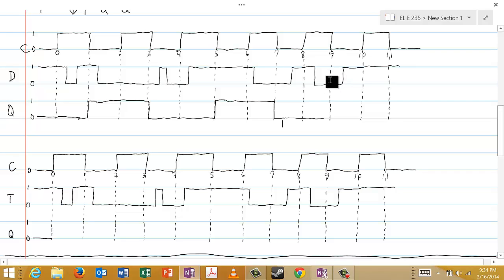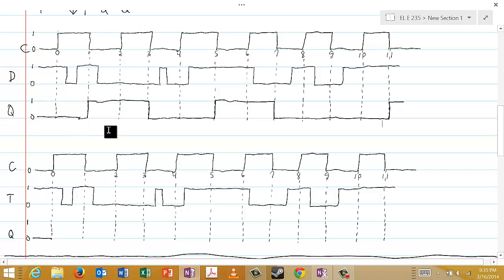I shouldn't say still 0, because actually it has gone up to 1 in between times, but that makes no difference at all because there were no negative edges in there. So anyway, at t equals 9, D is equal to 0, and therefore Q will stay at 0. And here at the last negative edge, D is equal to 1, so Q will change to 1. And this would be the appropriate graph for the output if this were a negative edge triggered D flip-flop.